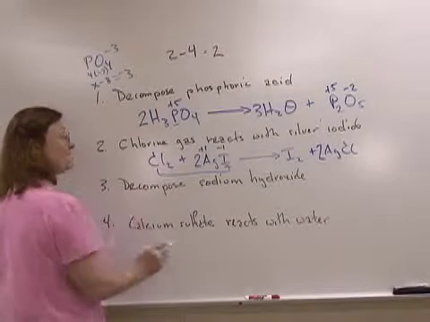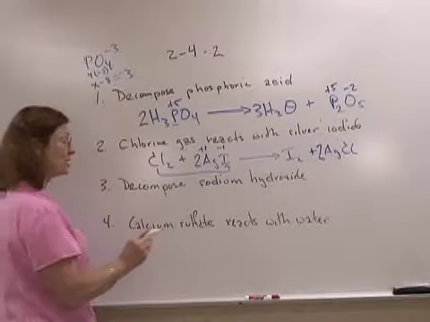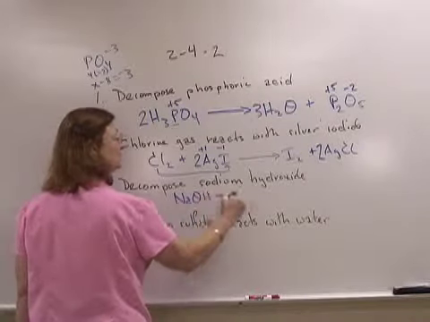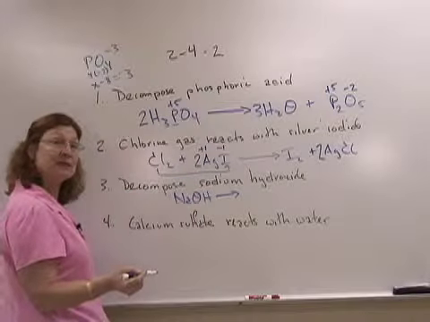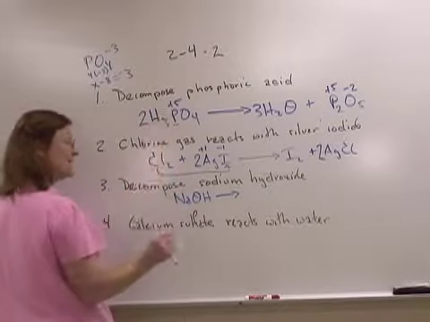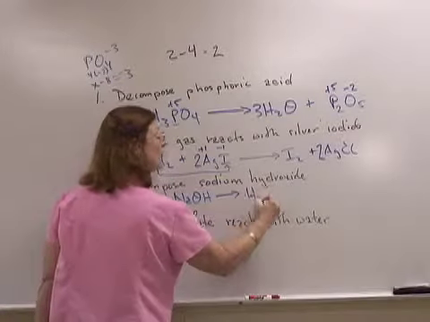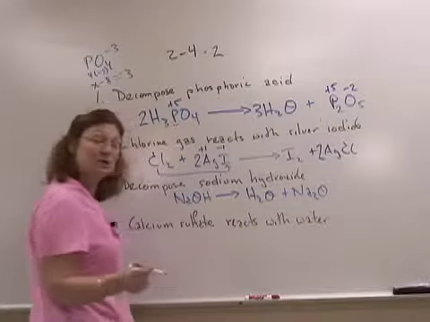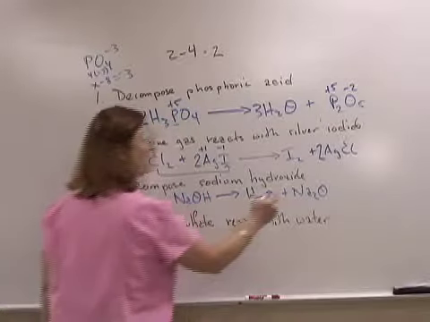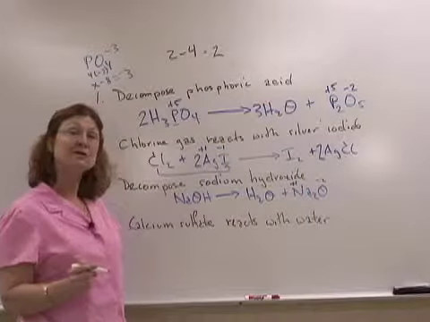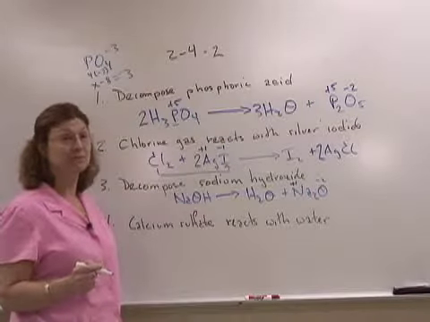In number 3, I'm decomposing sodium hydroxide. Sodium hydroxide is a metal hydroxide. And whenever I decompose a metal hydroxide, or a base as this is, just like this was an acid, I always get water and a base anhydride. And sodium is +1 and oxygen is -2. Therefore, it requires 2 sodiums to get my compound to 0.